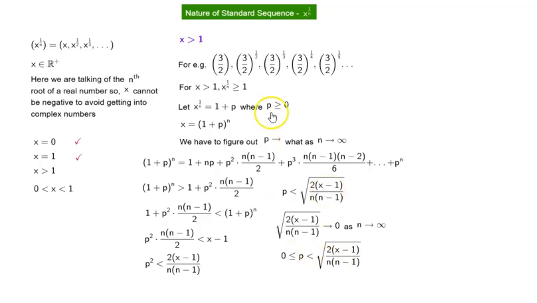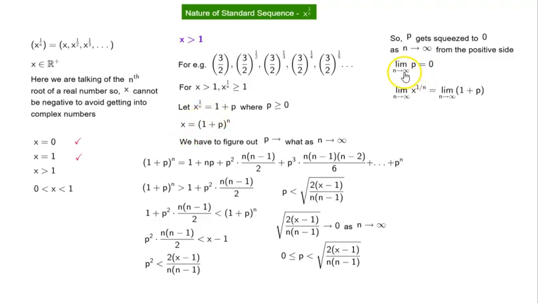As this square root goes to 0 as n goes to infinity, what is happening? 0 is fixed because p is greater than or equal to 0. It can't go below 0. So from this side, this square root expression keeps squeezing p to 0. So p gets squeezed to 0 as n goes to infinity from the positive side. So limit as n goes to infinity of p is equal to 0.